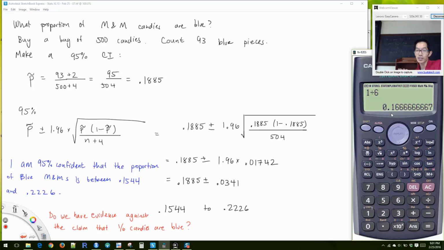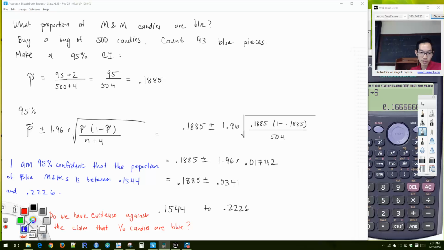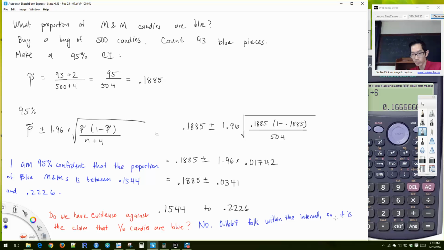Okay? So if someone says 1/6 of the candies are blue, M&Ms are all produced in equal proportions, do we have any evidence against that? We would say no, right? Because that value, 0.16667, falls within our interval. So it is a plausible value. Does this prove that 1/6 of the candies are blue? No, it doesn't prove that, but we currently have no evidence against that possibility.